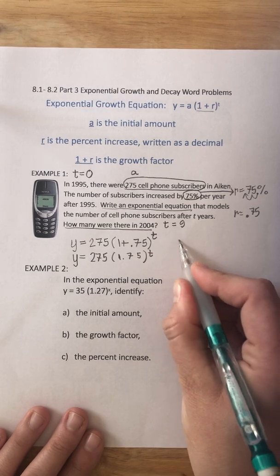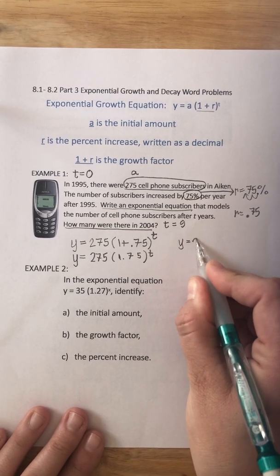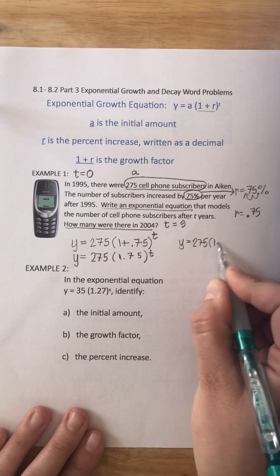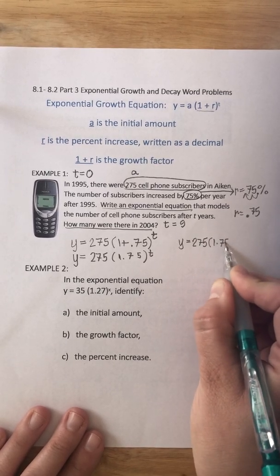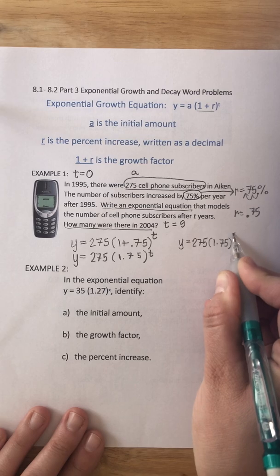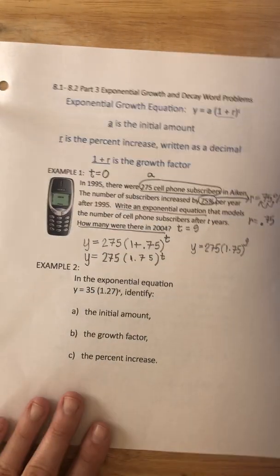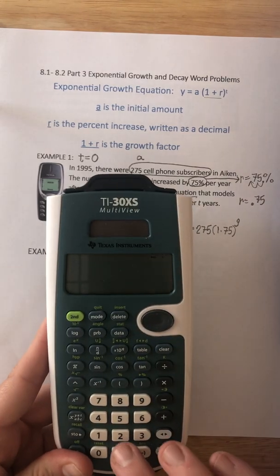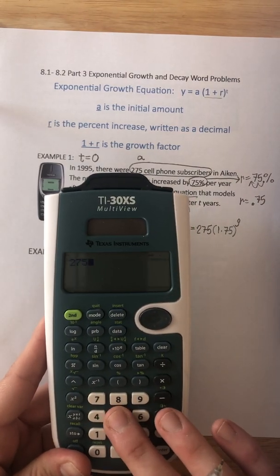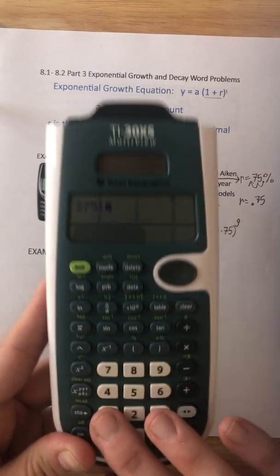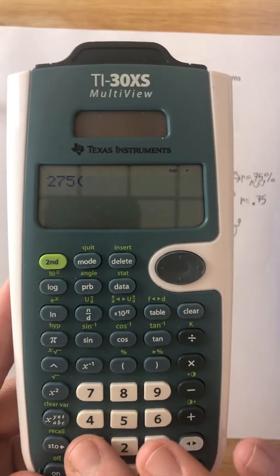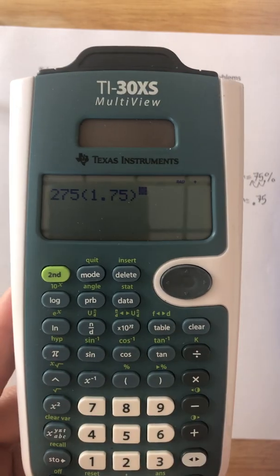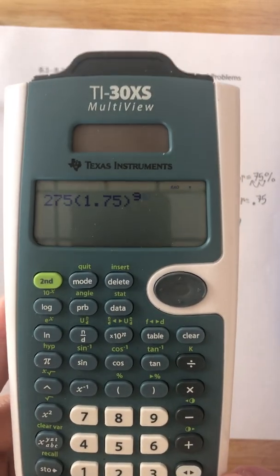So I'm going to take that equation that we wrote. So I have 275 in parentheses 1.75. And now I'm going to plug in a 9 for the T. And then here's where I need a calculator. So I have 275, parentheses, I don't know if y'all can see that, 1.75 close parentheses, and I'm going to raise it to the 9th power.